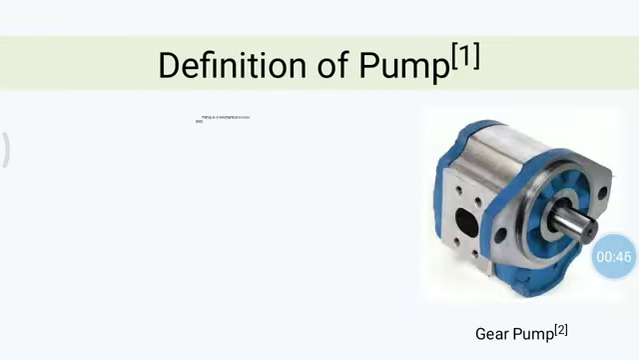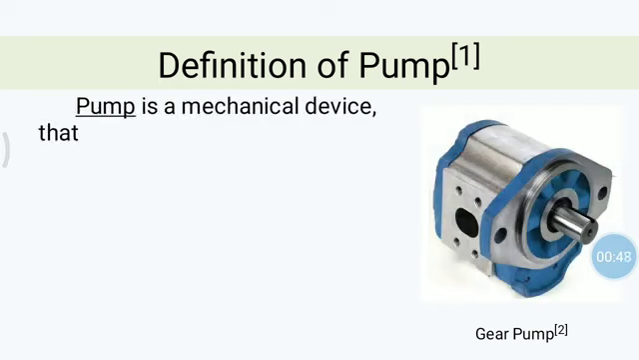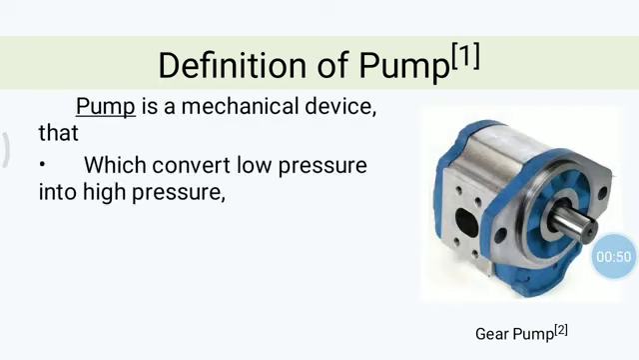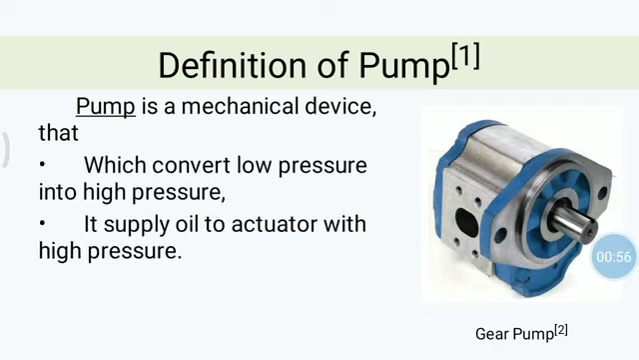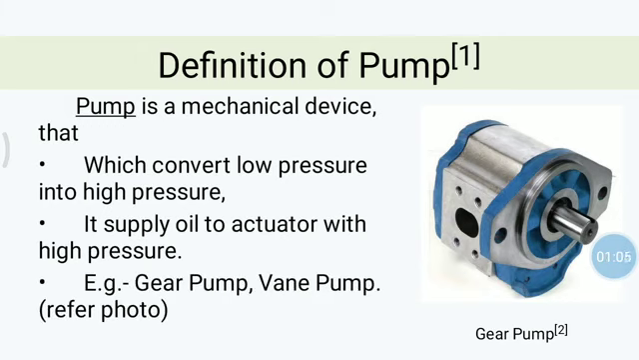Definition of pump. The pump is a mechanical device that converts low pressure of oil into high pressure of oil. Also, it supplies oil to the actuator with high pressure through the direction control valve. For example, gear pump, vane pump.